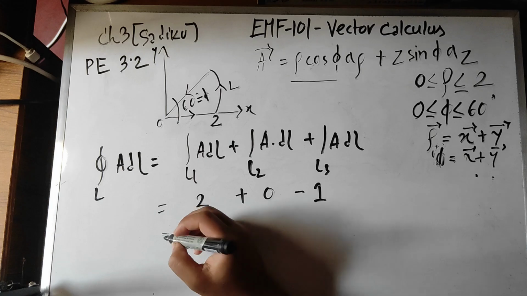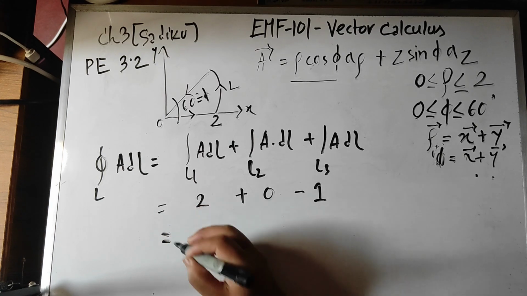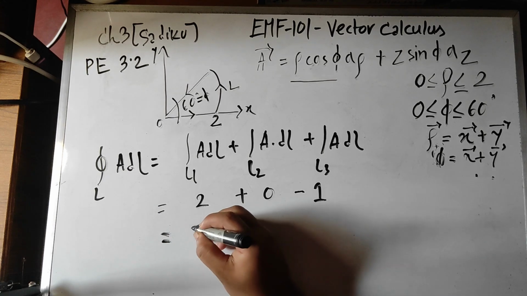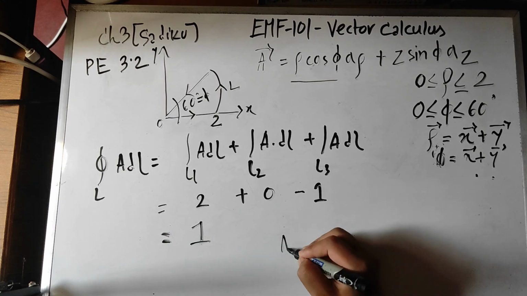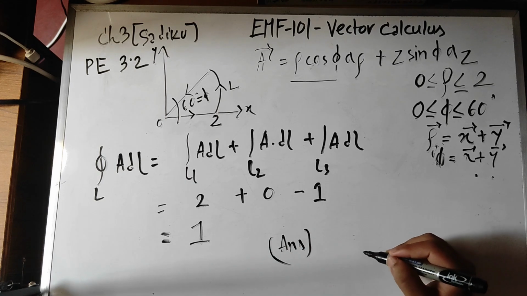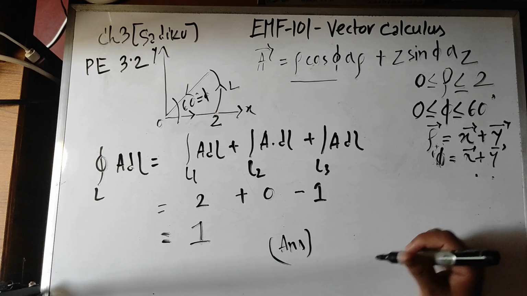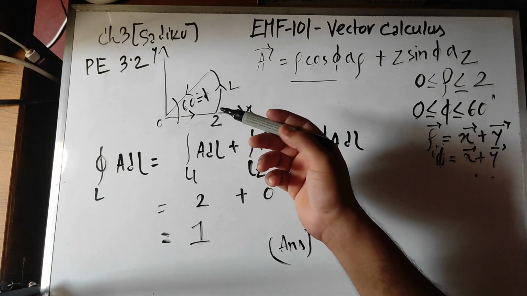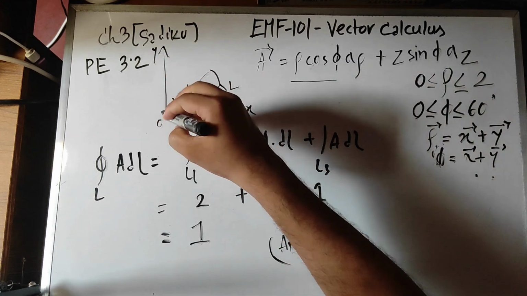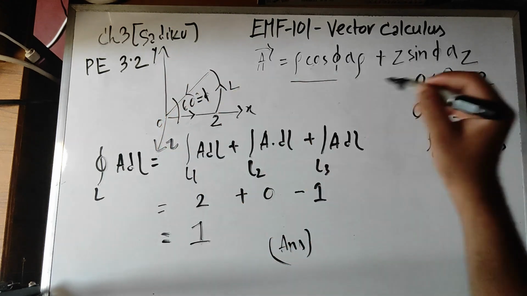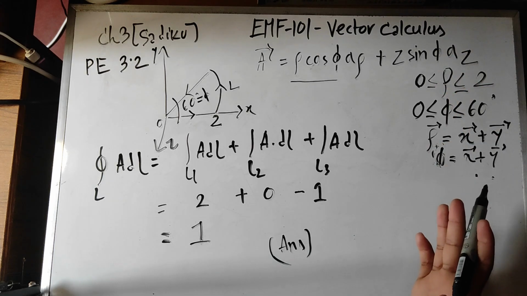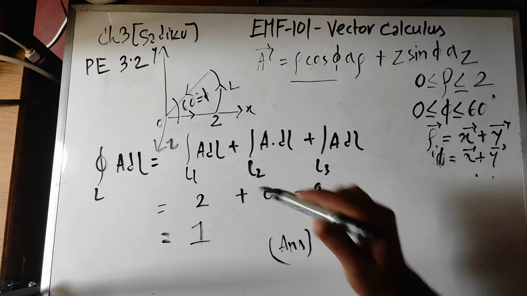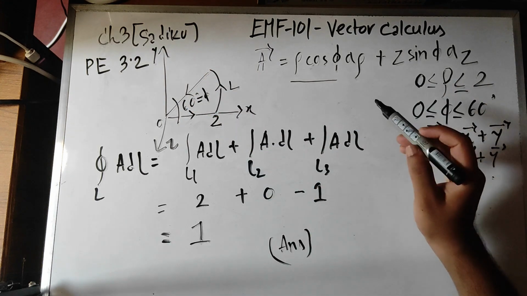So the result of the full closed loop integration is 1. So this is the answer. Hope you understood my explanation, and there is no differential change or variation in the z axis, which is this. So this component is basically constant, there is no value along this path for the vector.